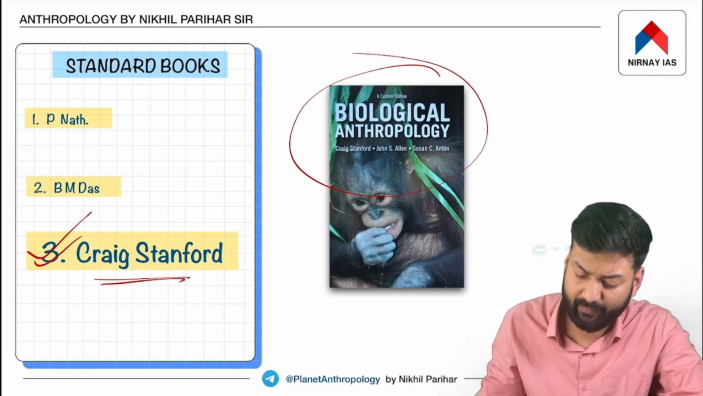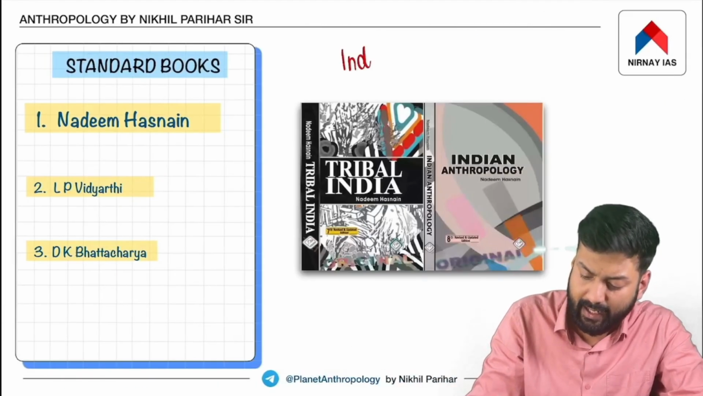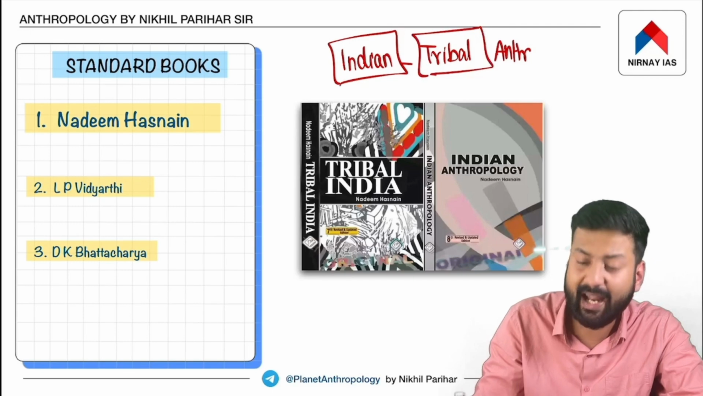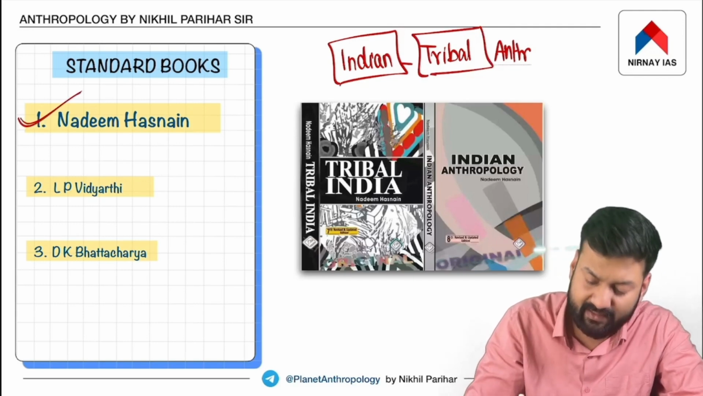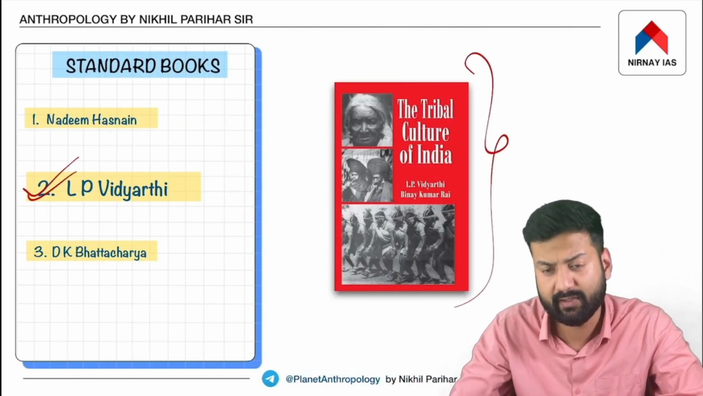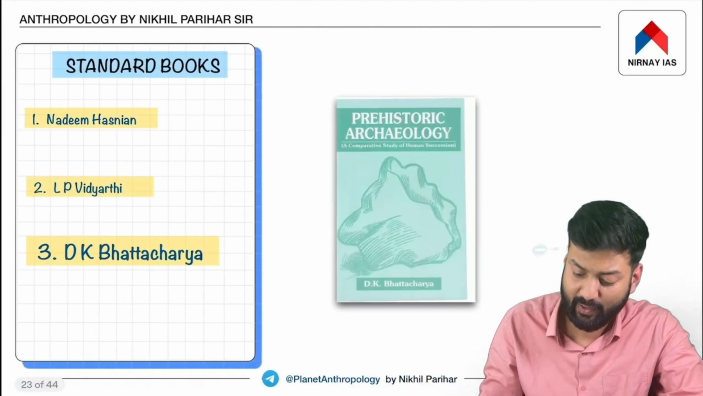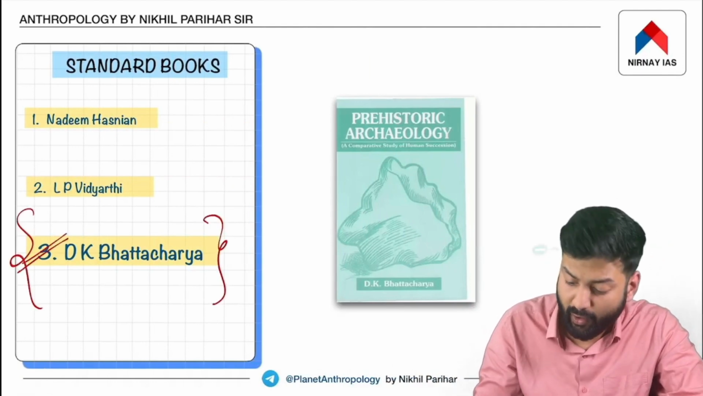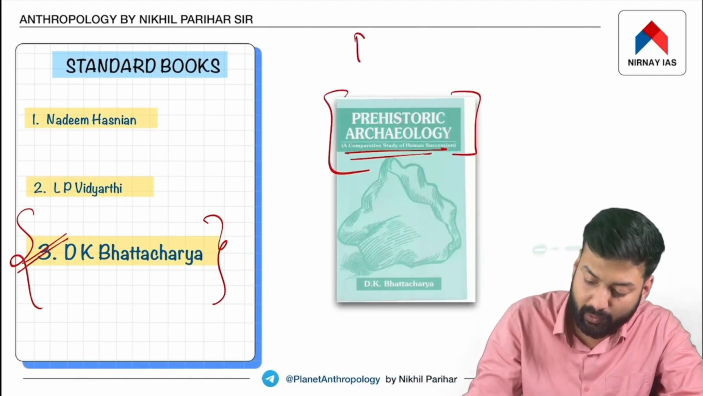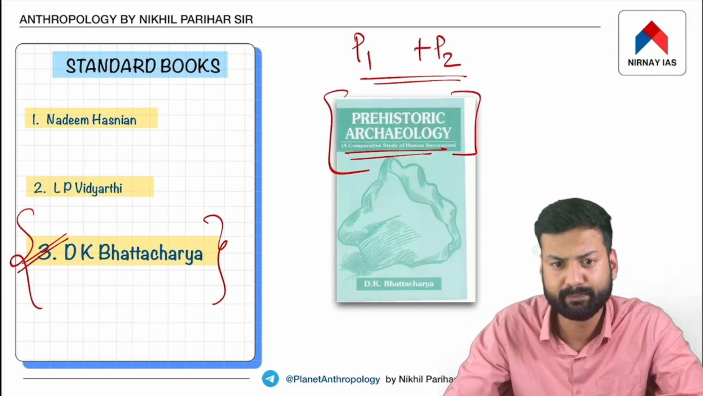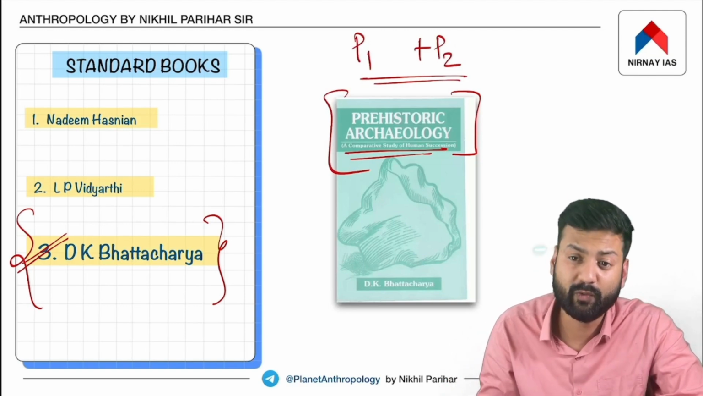After that, we have Indian and tribal anthropology. For paper 2, Indian anthropology and tribal anthropology, we have Nadeem Hasnain sir's book and LP Vidyarthi sir's book for these two particular dimensions. And lastly, we have Professor DK Bhattacharya's book on archaeology, which is there in both your paper 1 and paper 2, right? These are the standard books that we have to follow.